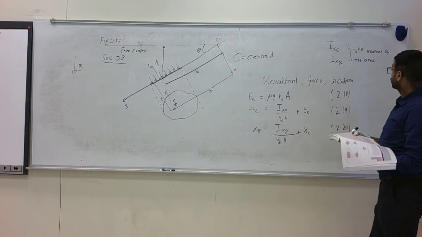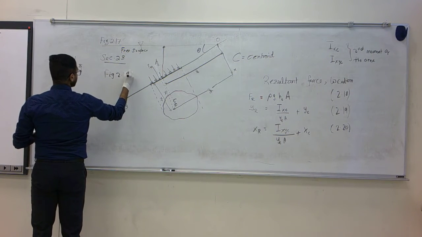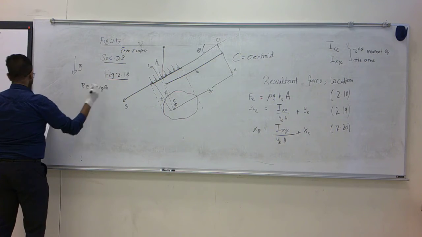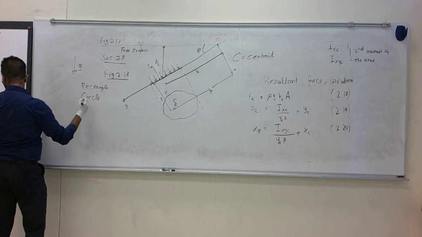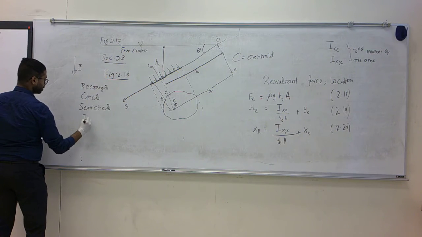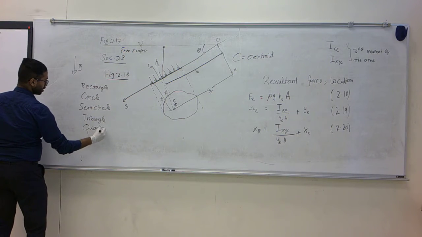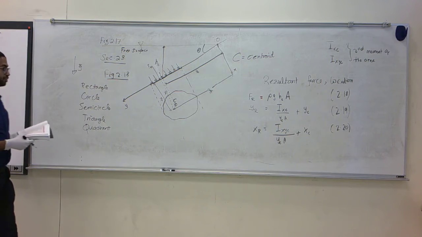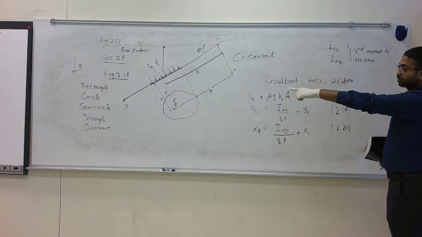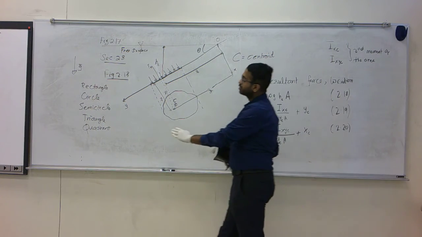And then if you turn to figure 2.18, there are several shapes in here: the rectangle, circle, semicircle, triangle, and a quadrant. The values of the centroid, the area and the second moment of area are mentioned for those five shapes in figure 2.18, and in this course we will deal with only these shapes.